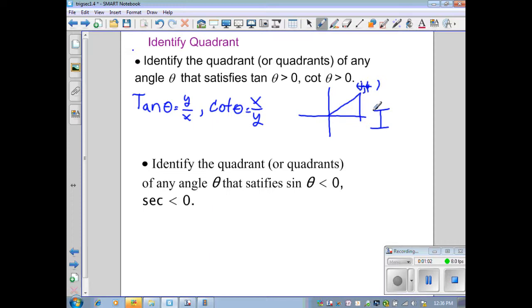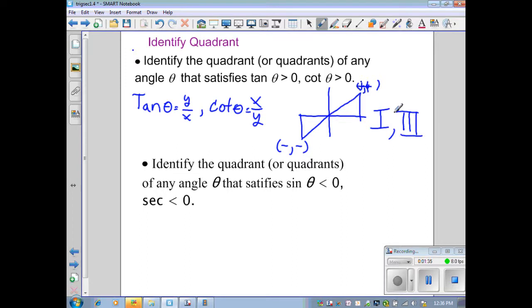If we go to quadrant 3, I'll have a point on a terminal side on that angle, and that will give me an x value that is negative and a y value that is negative. In that situation, when I substitute in a negative divided by a negative in both situations, it is going to give me another positive value. So therefore, in quadrant 3, tangent theta and cotangent theta are both going to have values that are greater than 0. So the solutions to this problem are going to be 1 and 3.